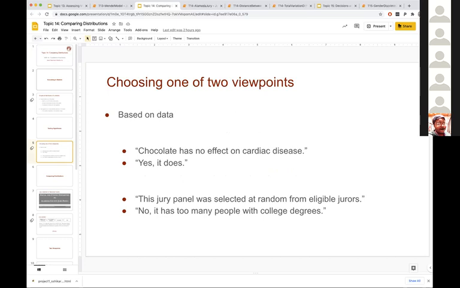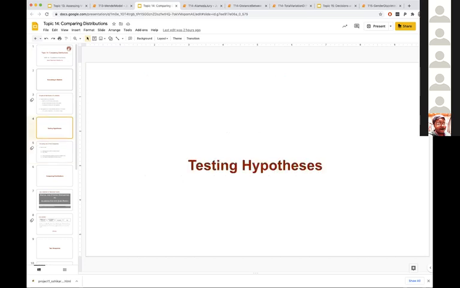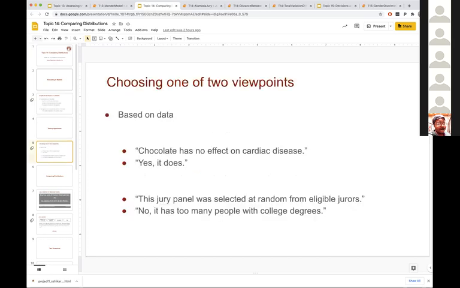typically when we validate these models, we're going to ask a yes or no question. So we're going to have a hypothesis, and we're going to have that based on the data itself. And we've looked at a couple of examples of this in the past, right? The idea about running these simulations is that it's going to allow us to decide whether one of the viewpoints is the correct one. And so we're going to formulate these questions such as chocolate has no effect on cardiac disease, right? So that's one view, has no effect. And then the other viewpoint is that yes, it does, right? So it either has no effect or it has some effect.